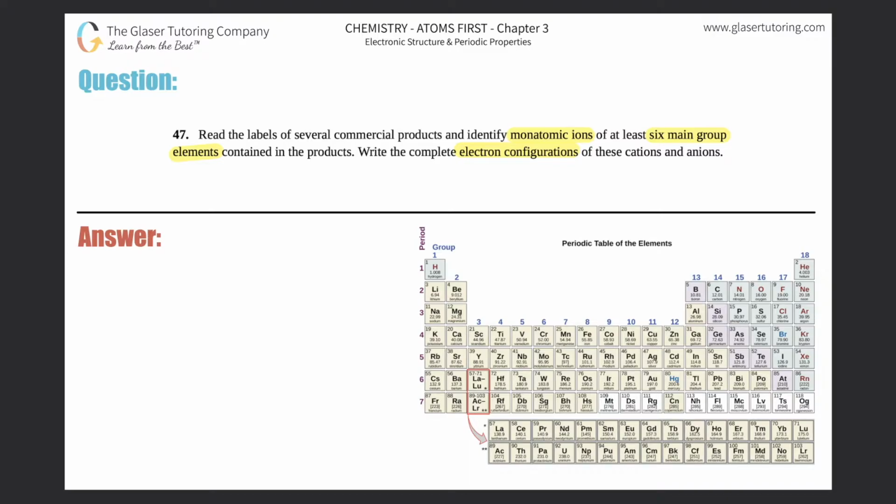Now, at this point of the game, in the chemistry textbook from OpenStax, you have not learned how to do nomenclature, especially for ionic and covalent molecules. So I wouldn't really expect you to know how to identify monoatomic ions on your own. I think this question got slipped in from the other textbook, because they learned nomenclature before they learned electronic structure. So I'm just going to give you some of the main group elements that you might find in the products.